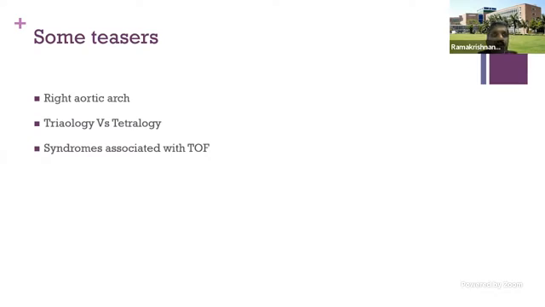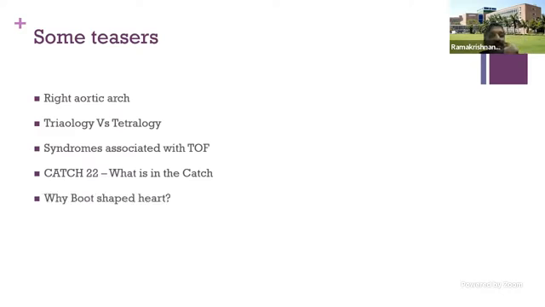And if you find right aortic arch, how often is it the other way around? Like if you find a right aortic arch, how often is it pulmonary atresia, how often is it truncus, and all those things. So I think all of you should be aware of CATCH 22 and what is in this CATCH. Why you get a boot-shaped heart, and why there is early transition in ECG.